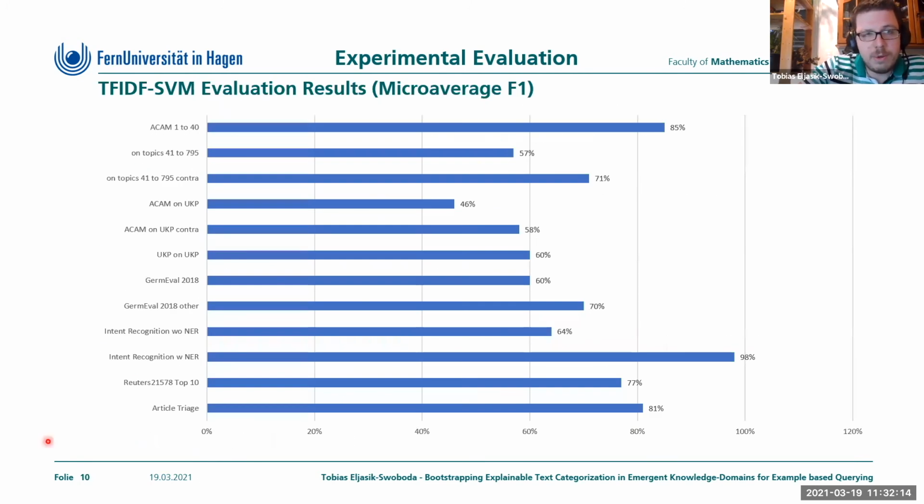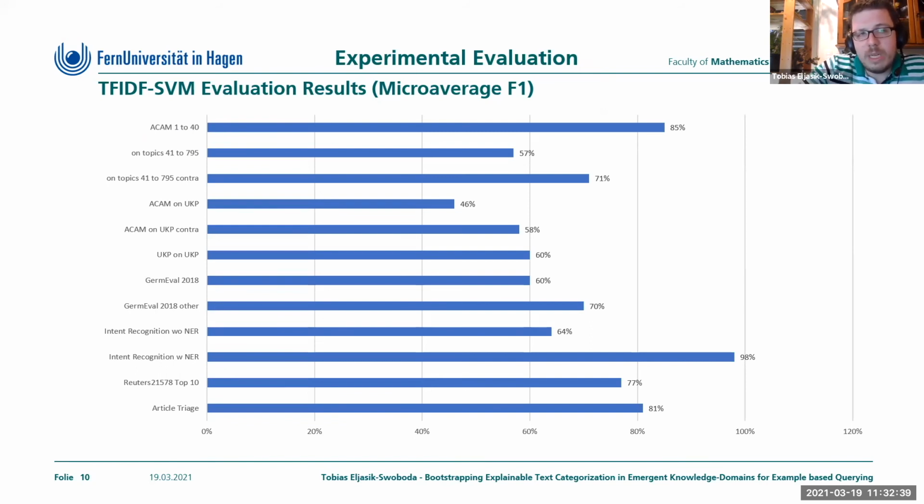So in the first task, we had this ACAM benchmark with almost 800 different topics and created a model using only the first 40 topics that are available to tell pro from contra. And here we had an 85% micro average F1. But we found out the contra category was much better than the pro category. The tool off the bat does not know they are mutually exclusive.